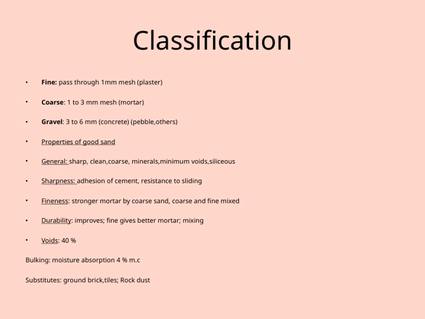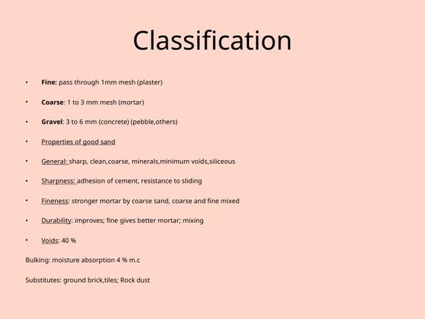Now, moving on to the properties of good sand. These are crucial for ensuring quality in construction. First, general characteristics include being sharp, clean, coarse, and mineral-rich, with minimal voids and primarily silica-based. Sharpness is important because it enhances the adhesion of cement and improves resistance to sliding. Fineness also plays a key role. Coarser sand tends to produce stronger mortar, but mixing coarse and fine sand can give better results overall. Durability of the sand improves when the right mix is used. Fine sand generally provides better mortar strength, but it's all about balancing the mix.